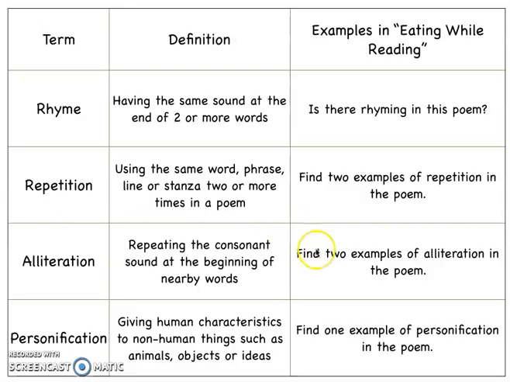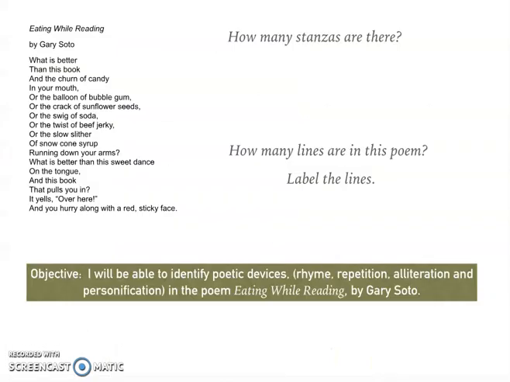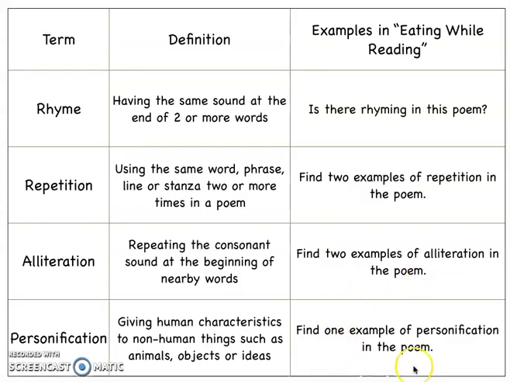Then you're going to come to this chart and record your 2 examples of alliteration in this box right here. The last poetic device we're going to look for is personification, giving human characteristics to non-human things such as animals, objects, or ideas. "The cookies were calling me from the kitchen" is a good example of personification. The cookies can't really call you, but they're given human characteristics, a non-human thing. Find 1 example of personification in the poem Eating While Reading, and you're going to record it right here in this box.